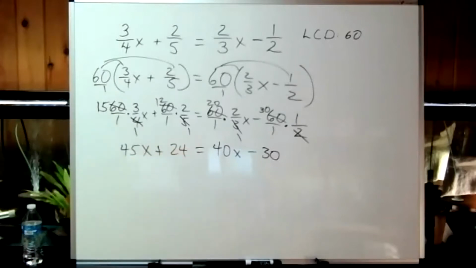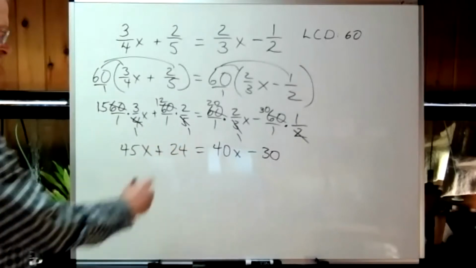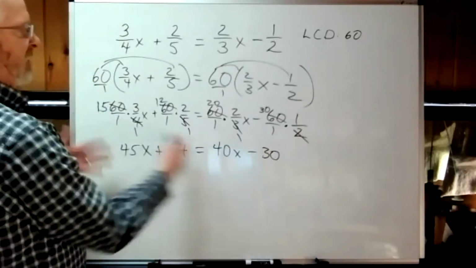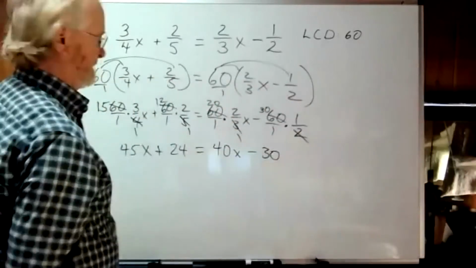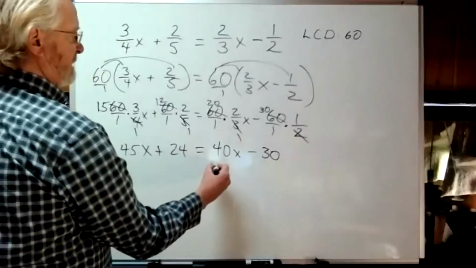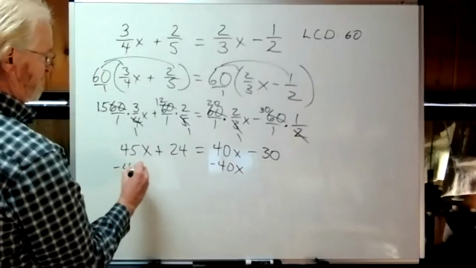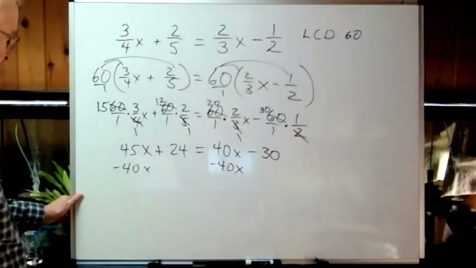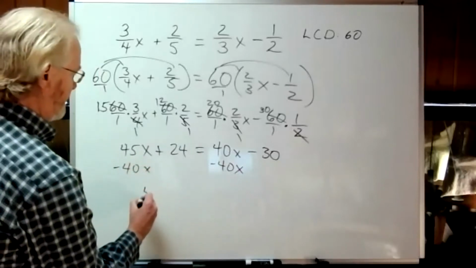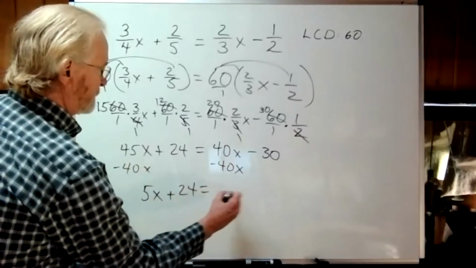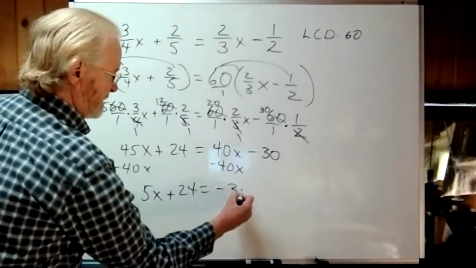Thinking about the x's, that's my next step. You can move your constants first if you like doing that, or I can move my x's to get all the x's together, get all the constants together. I'm going to subtract these 40x from both sides. That leaves 5x plus 24 equals still the negative 30 over there.